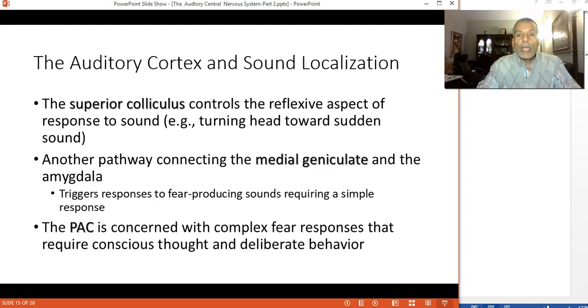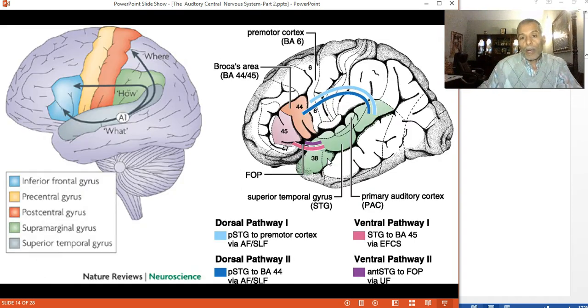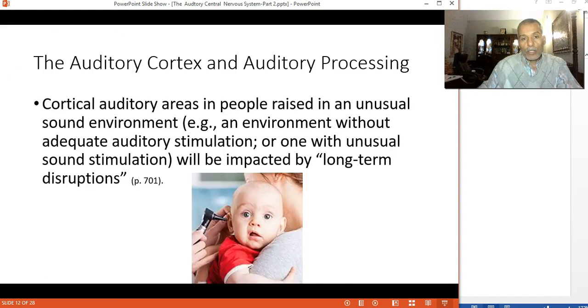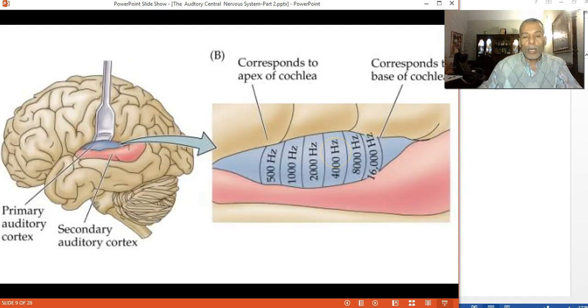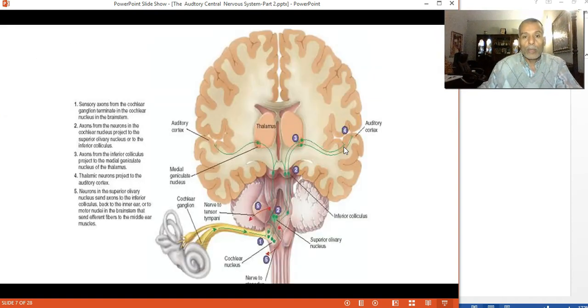Now, there is another connection, another pathway that connects the medial geniculate, that is part of the thalamus, with the amygdala. The amygdala is not showing here, but if you go back to some of the previous slides, presentations in the class, we discussed that. So let's go back here.